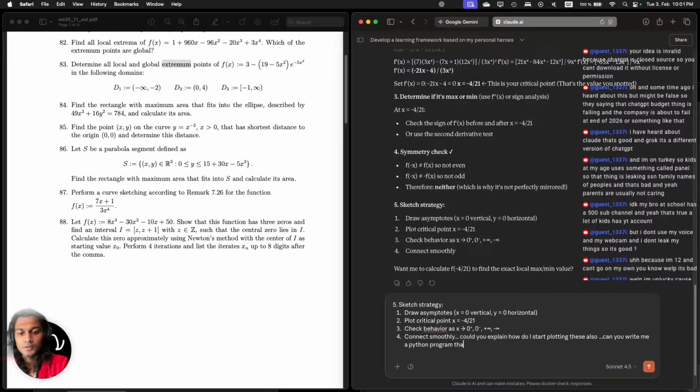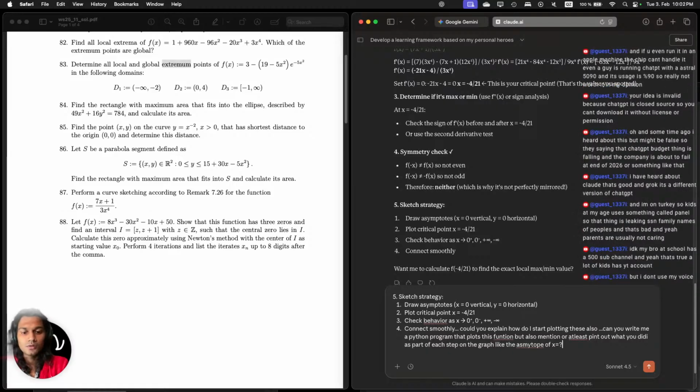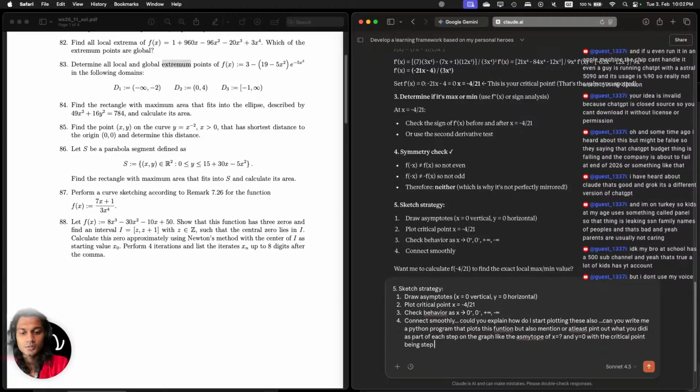Python program that plots this function, but also mention, or at least point out, what you did as part of each step on the graph, like the assign top of x equal to some value and y equal to 0, with the critical point being step 6, step 3.